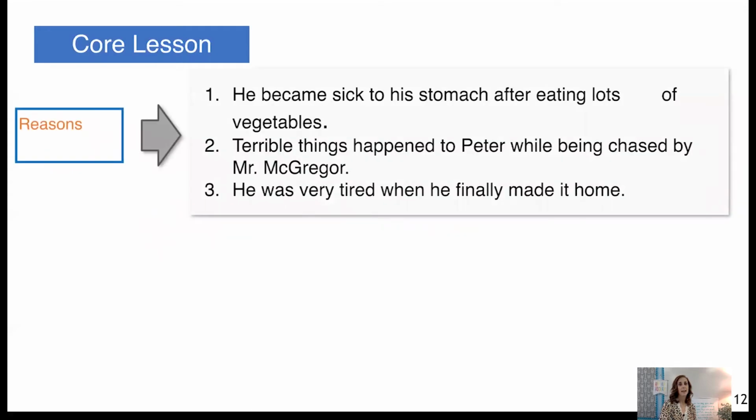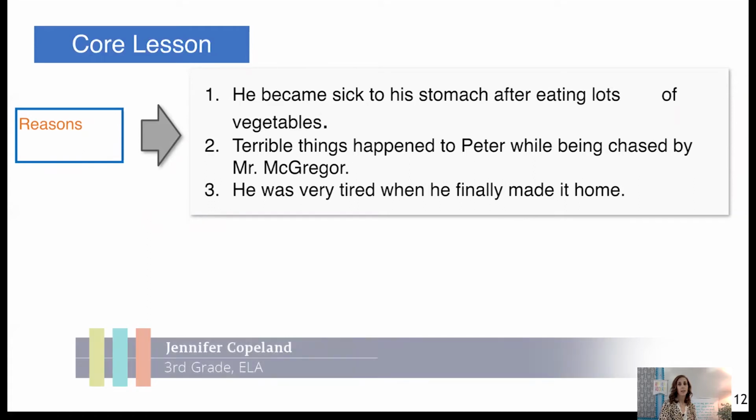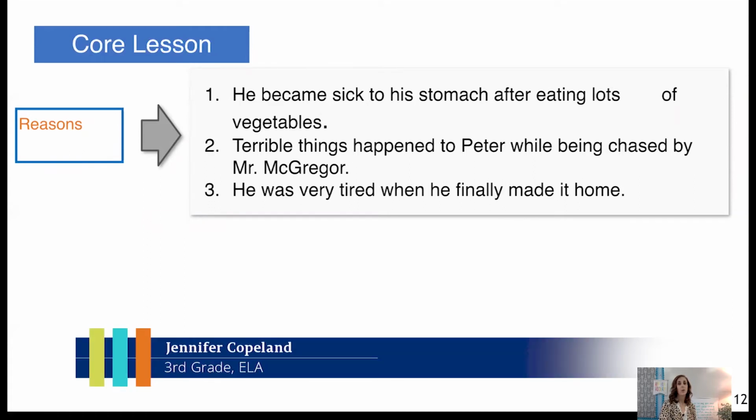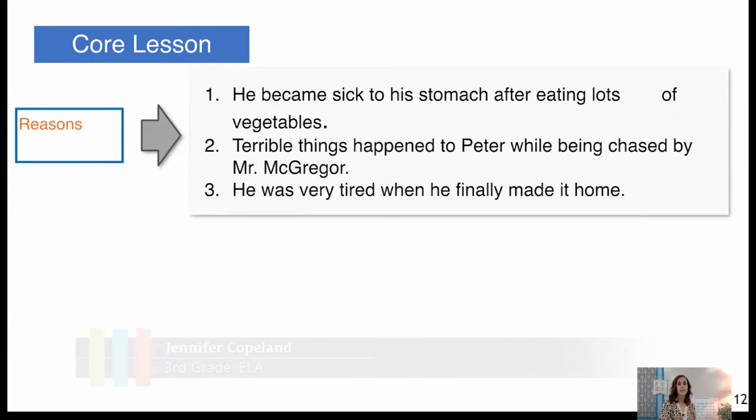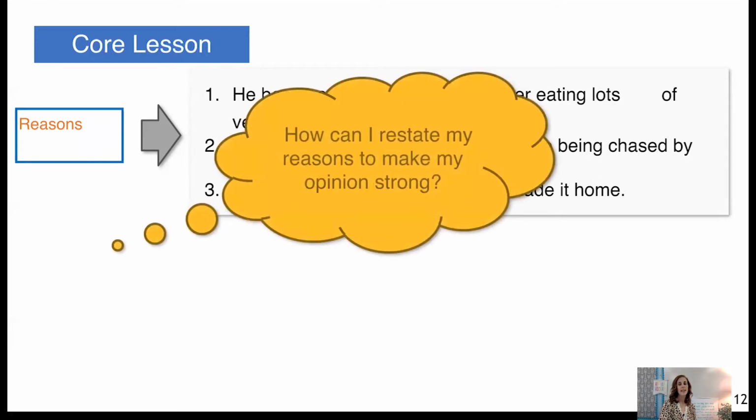All right, next I'm going to think about my reasons. In my graphic organizer, I have these 3 reasons. 1, he became sick to his stomach after eating lots of vegetables. 2, terrible things happened to Peter while being chased by Mr. McGregor. 3, he was very tired when he finally made it home. How can I restate my reasons to make my opinion strong?